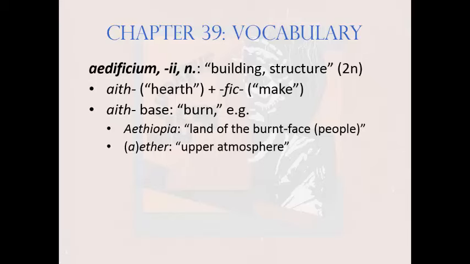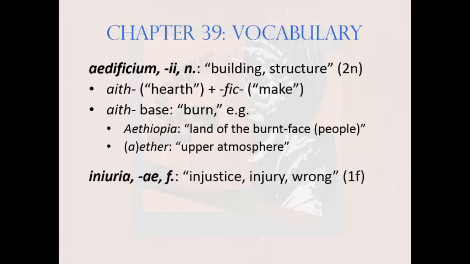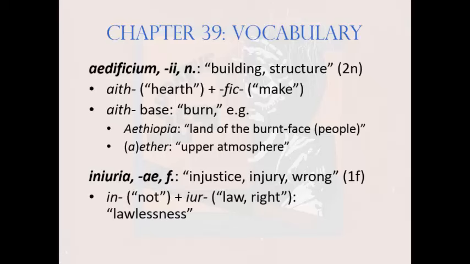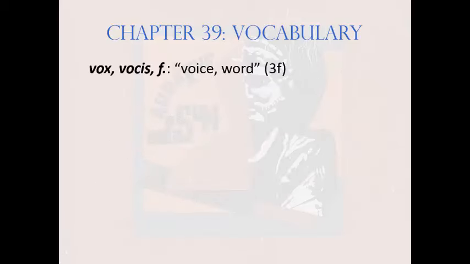The next word is iniuria, iniuriae, feminine, meaning injustice, injury, or wrong, a first declension feminine noun. It's a compound of the prefix in, meaning not, and the base ius, meaning law or right, making it literally lawlessness. The next word is vox, vocis, feminine, meaning voice or word, a third declension feminine noun, which is not I stem, only one consonant at the end of the base.